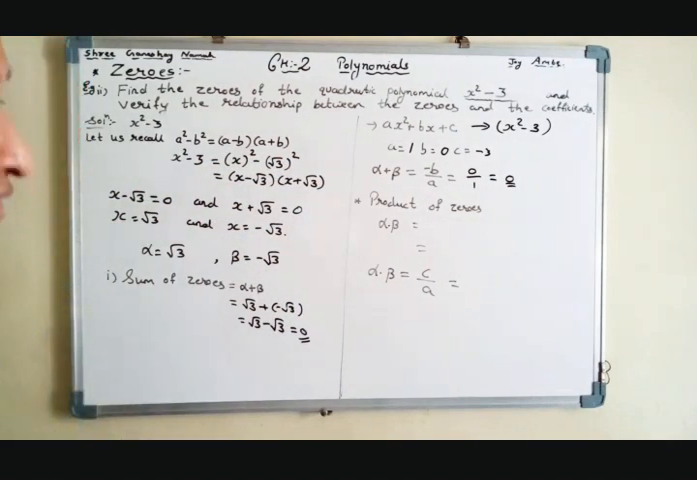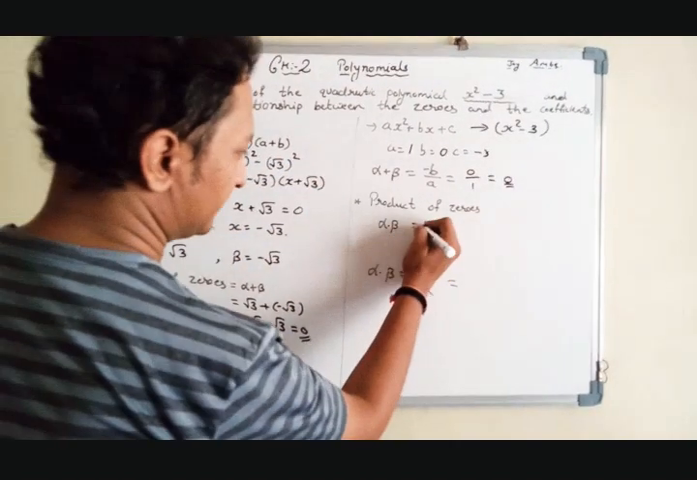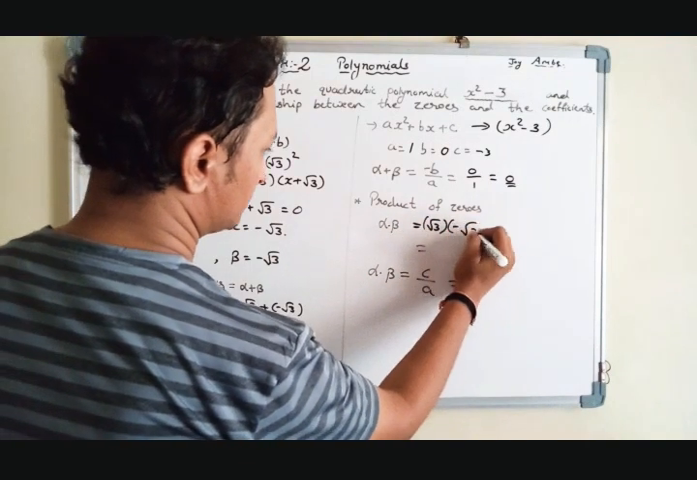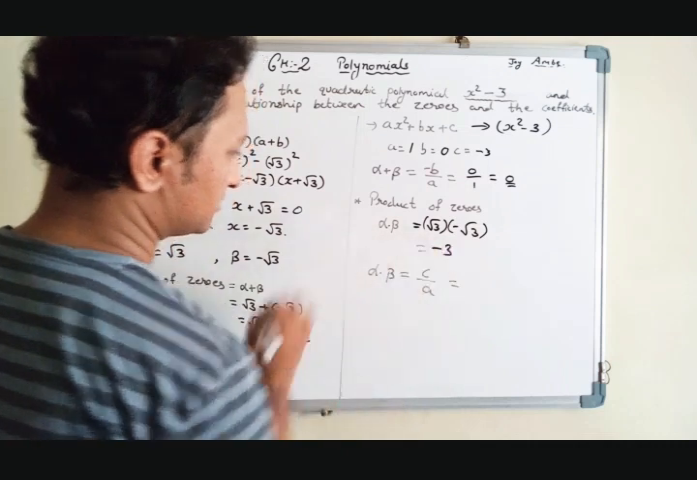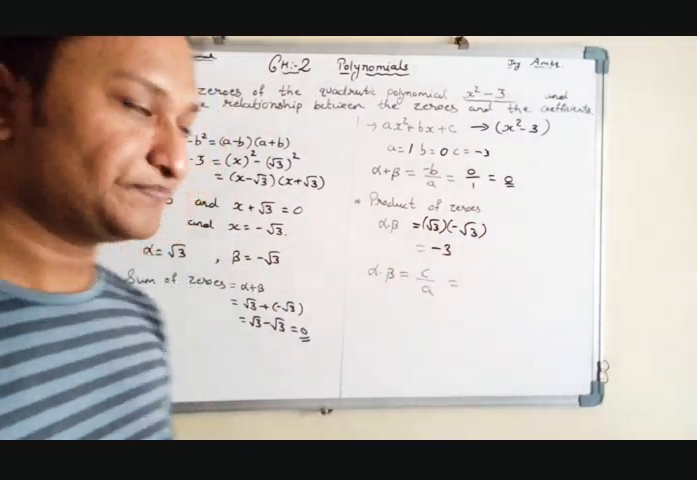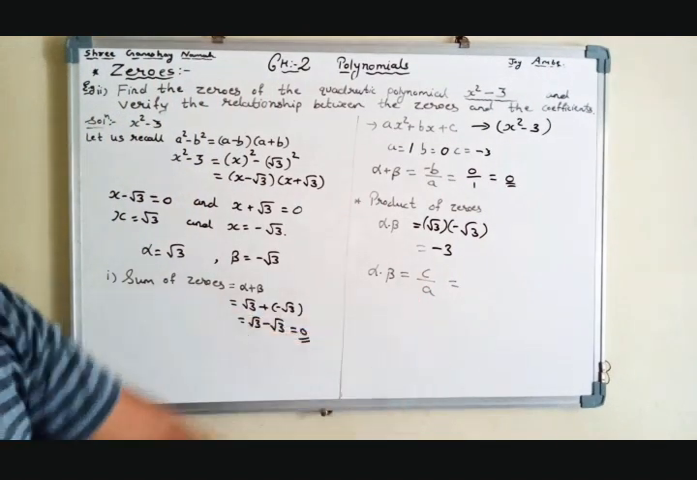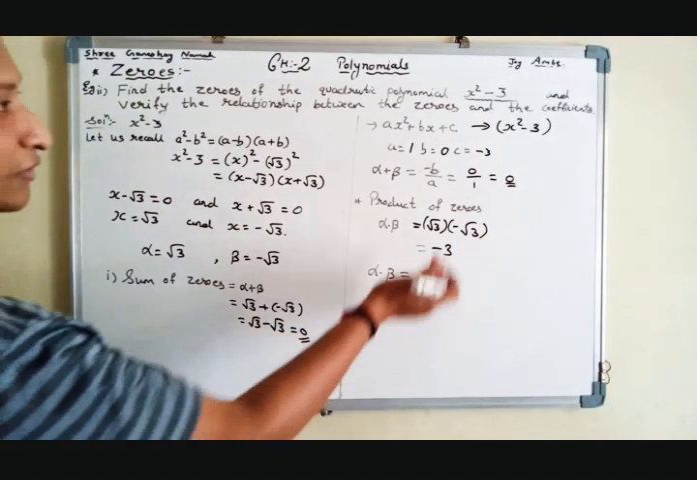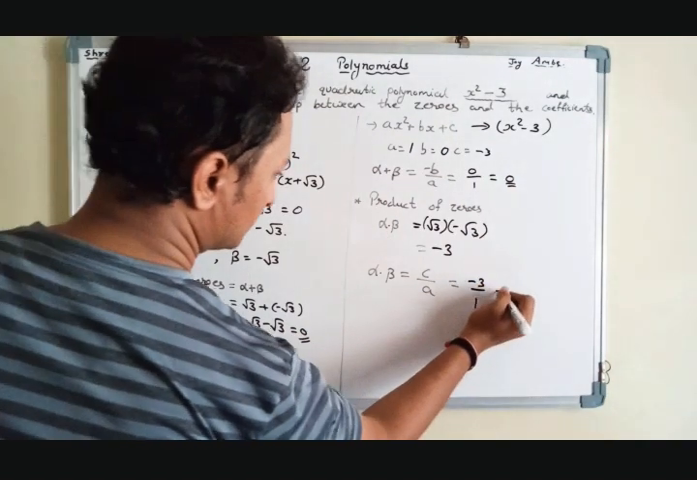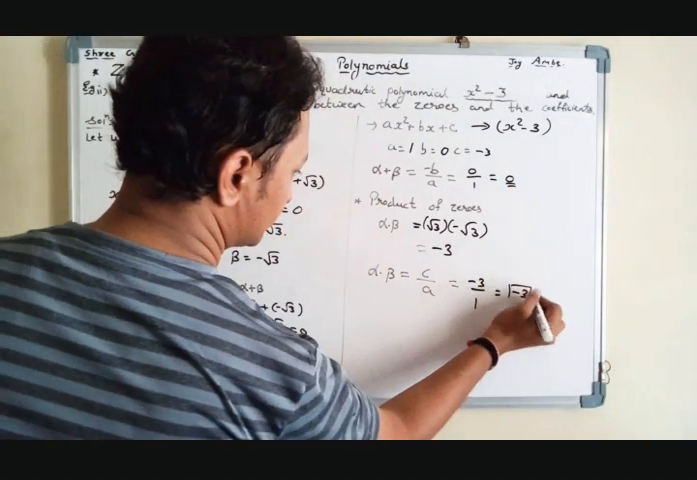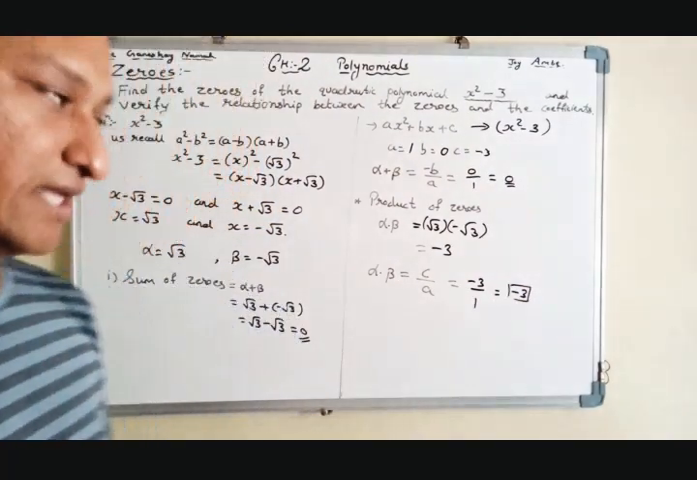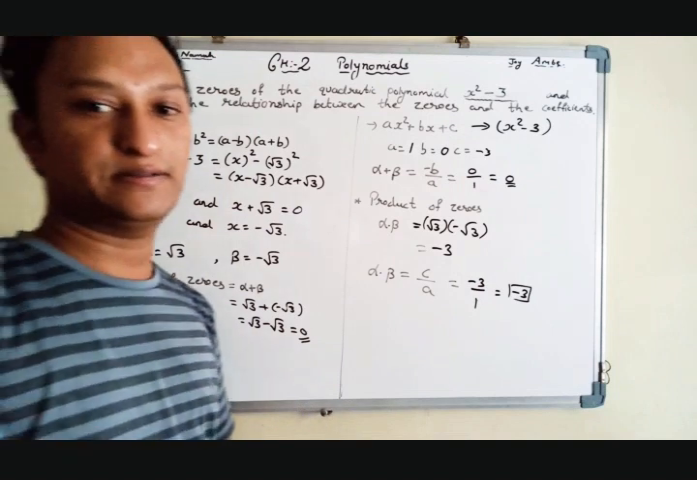Now we will verify it by the product of zeros. Alpha into beta direct product, root 3 into minus root 3, plus minus minus 3. Root 3 into root 3, so the root will go, that is 3. Now alpha into beta by the formula c by a. What is c here? Minus 3. What is a? 1. So minus 3 by 1 is minus 3. Okay, so left hand side and right hand side are again same. Hence we have verified it. Okay, thank you.